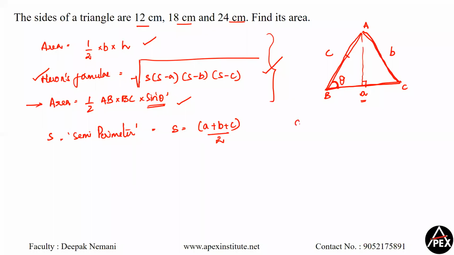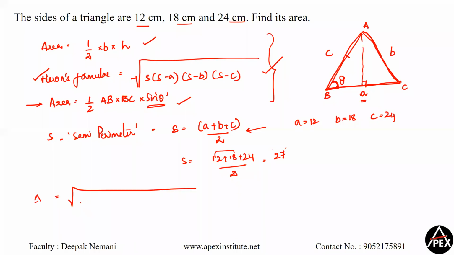Here A is equal to 12, B is equal to 18, C is equal to 24. Substitute the values in this formula and find the value of S. S is equal to 12 plus 18 plus 24 by 2. So 12 plus 18 is 30, 30 plus 24 is 54, 54 by 2 is 27. Now you have the value of S and the values of A, B and C.